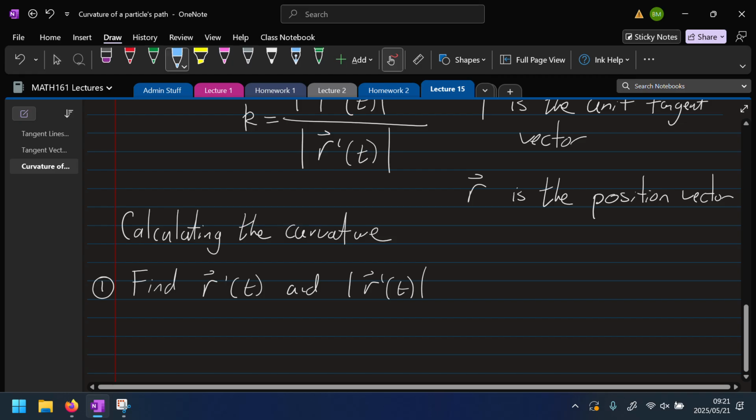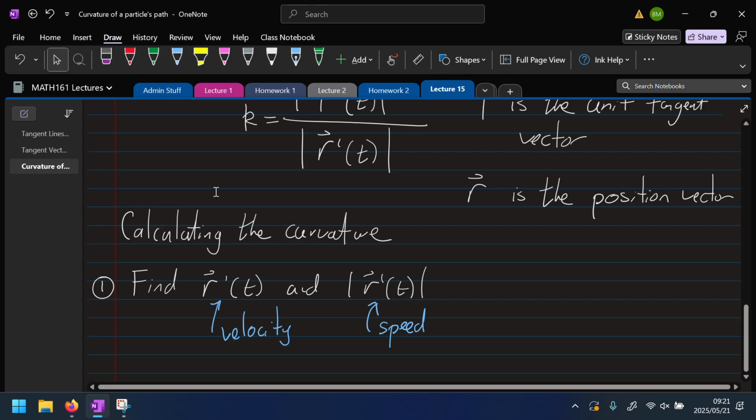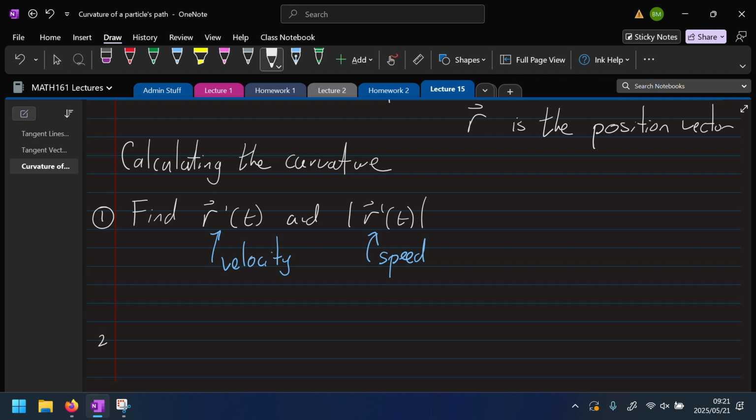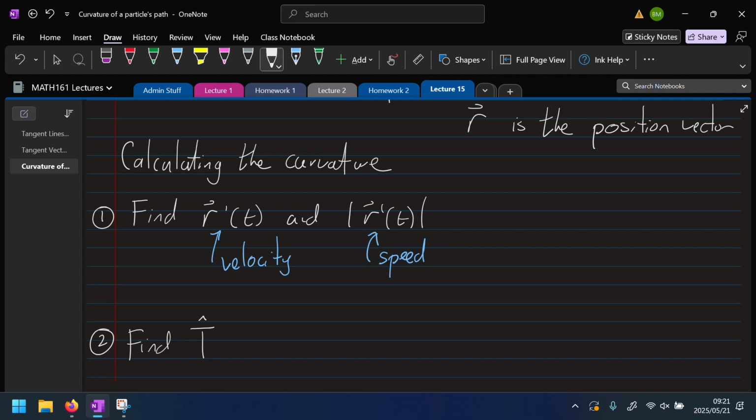So r prime, remember that is your velocity. And then the length of the velocity vector, that's the absolute value sign there, that is the speed. Okay, so you've got your velocity vector and you've got your speed. Okay, so that's step 1. Step 2, find the unit tangent vector, T hat.